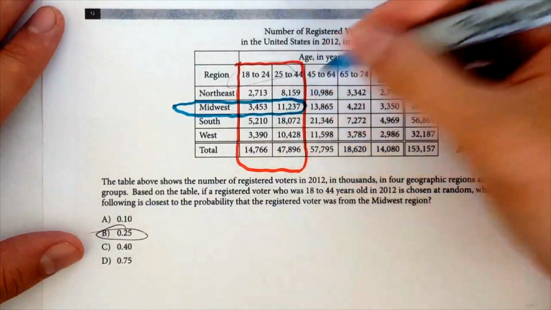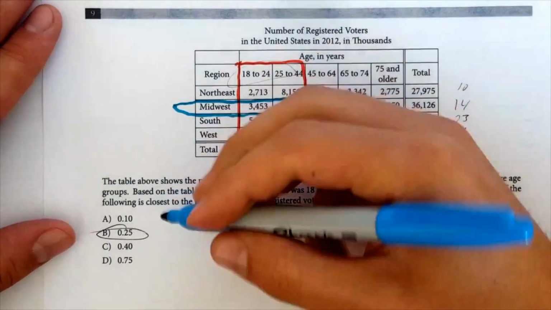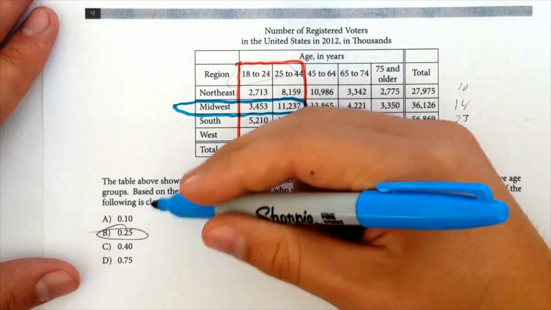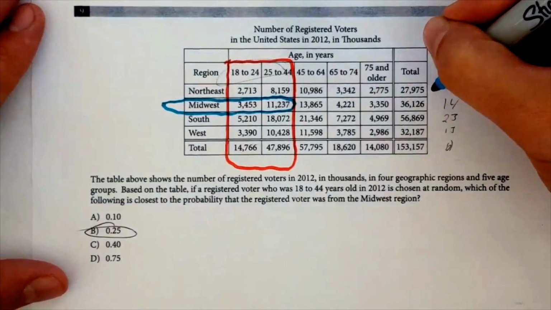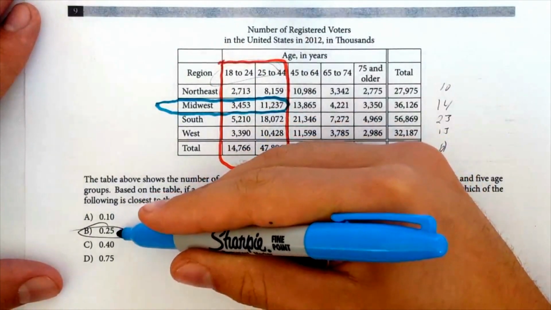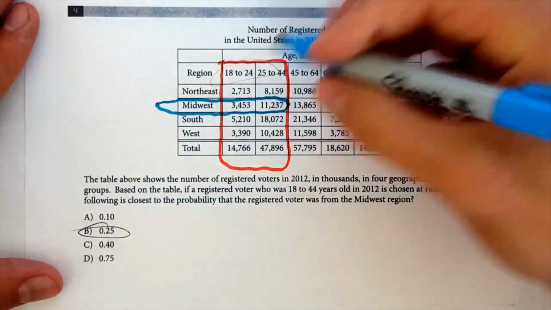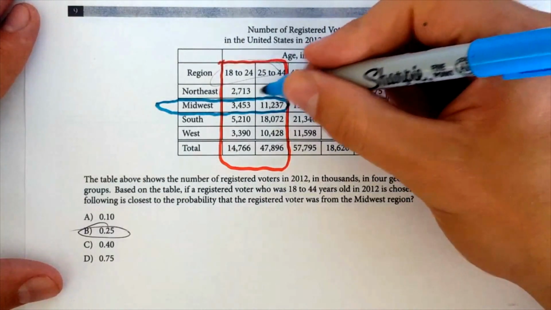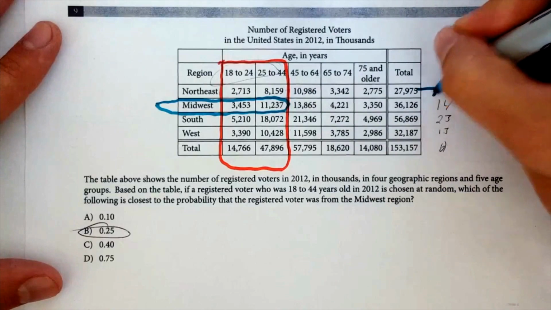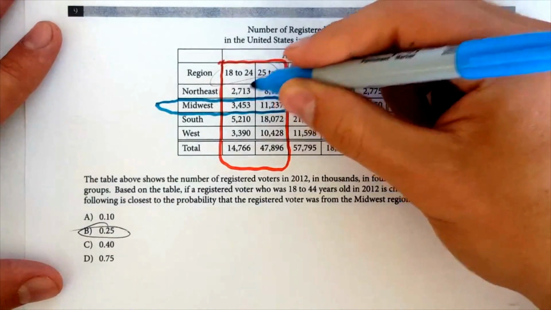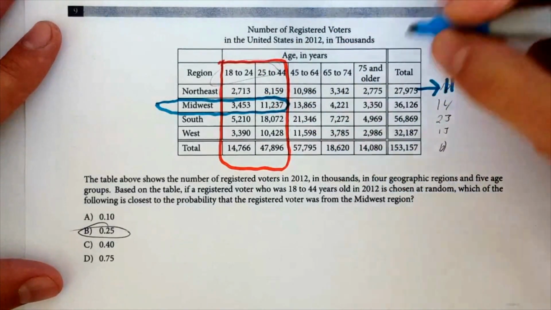So, again, I would do this with a calculator, but these numbers down here are pretty rough. So I can be rough with this and I'll still be correct, just because 10% is much different than 25%, which is much different than 40%. So what you're going to do is do 2,713 plus 8,159, and you can just estimate that. That's going to be about 8,000 plus about 3,000 is about 11.